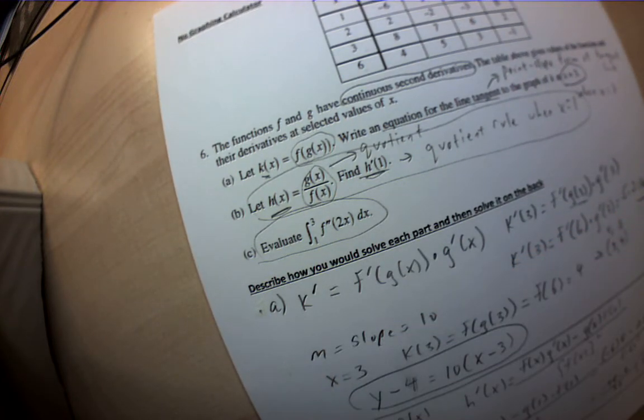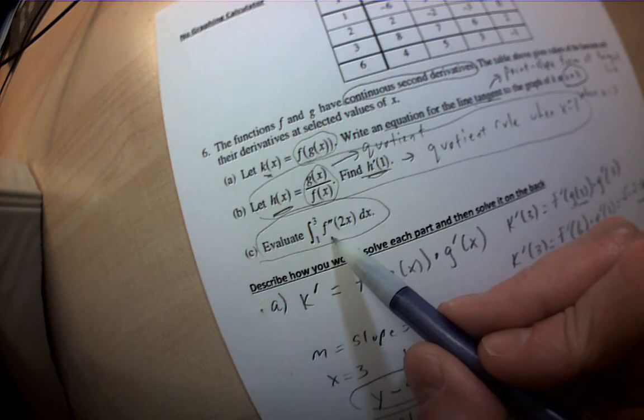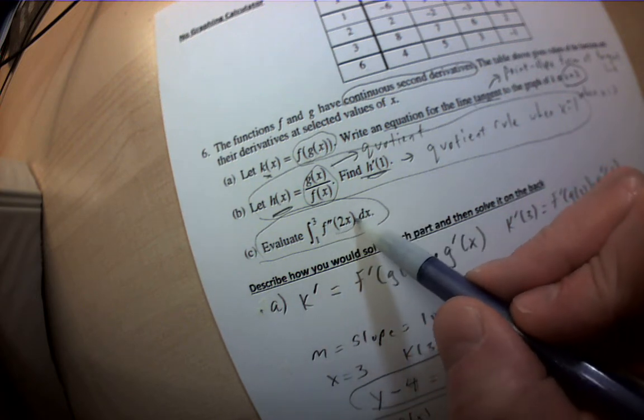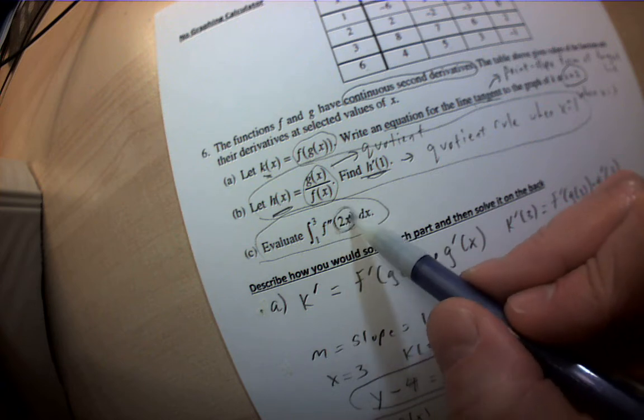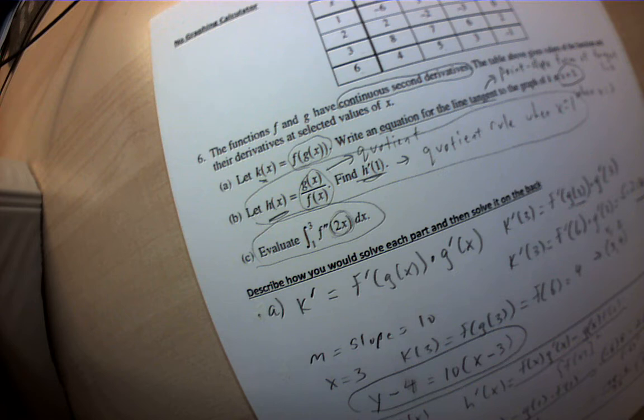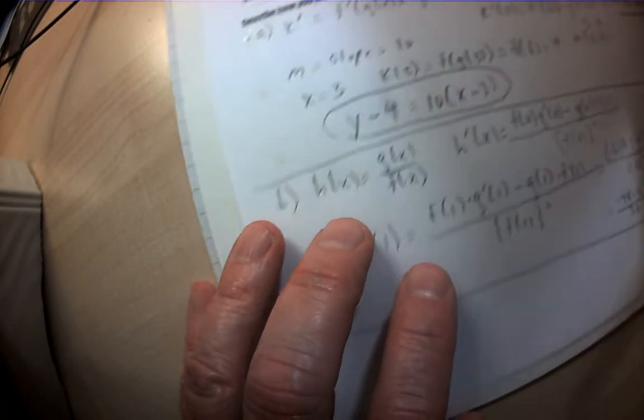Okay, C. Evaluate the integral. Evaluate the second derivative. Okay, so a little bit of a twist here. I'm not integrating f double prime of x. I'm integrating f double prime of 2x. So there's a little bit of u sub in there. So guys, I'm going to have to go to a separate sheet of paper because I'm kind of out of room here. So I'm going to do that here.